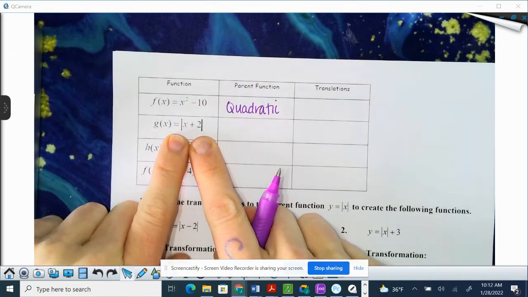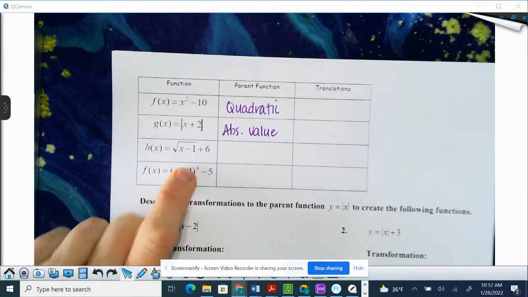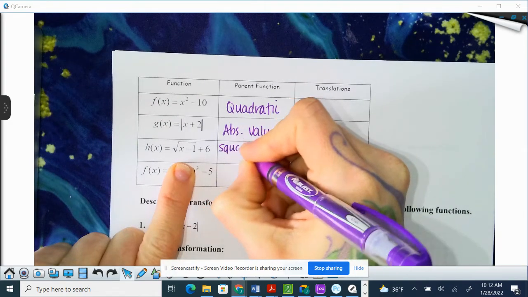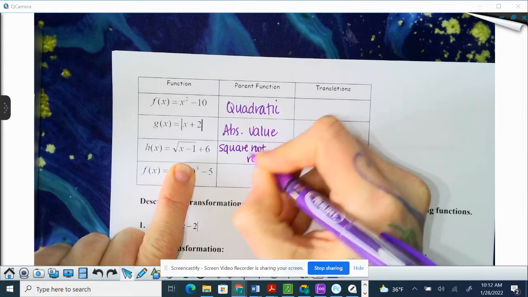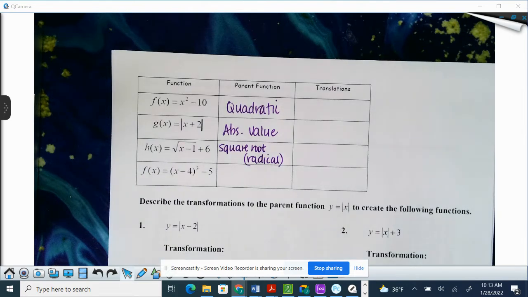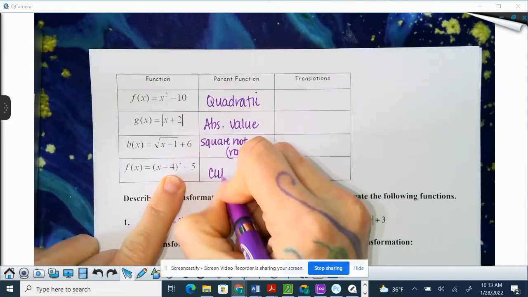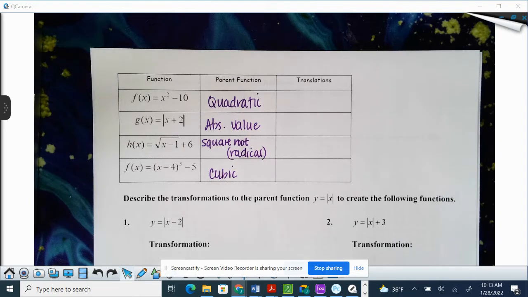Absolute value bars. So this is an absolute value parent function. A radical. So this is a square root function, also known as a radical function. And that's just a vocabulary difference, again depending on what teacher you had, what worksheet you read, what book you read, what video, things of that nature. This one says to the third power, so this is a cubic function. So if you are sweating your parent functions, I really just need you to know they exist and be able to know what that is when you see it. Not that you have to be able to graph it by hand or anything wild.